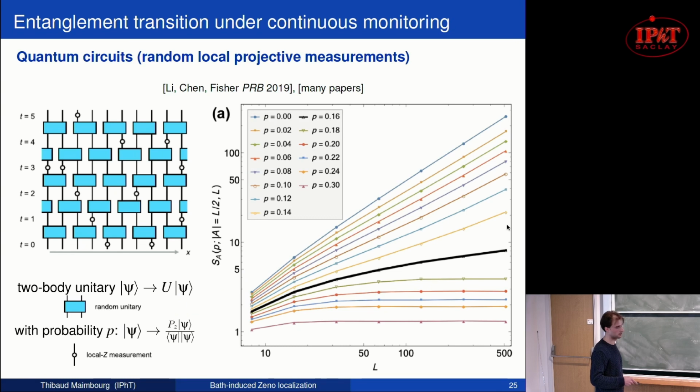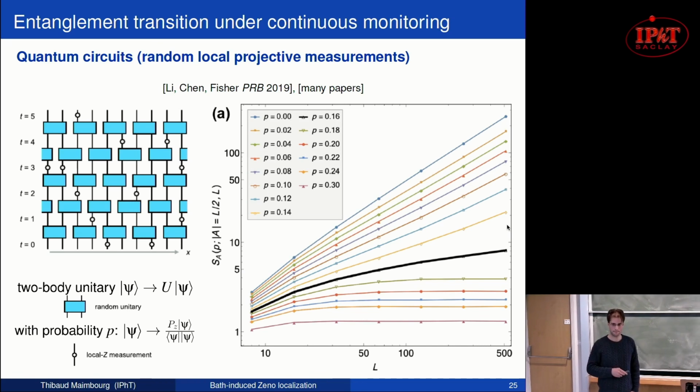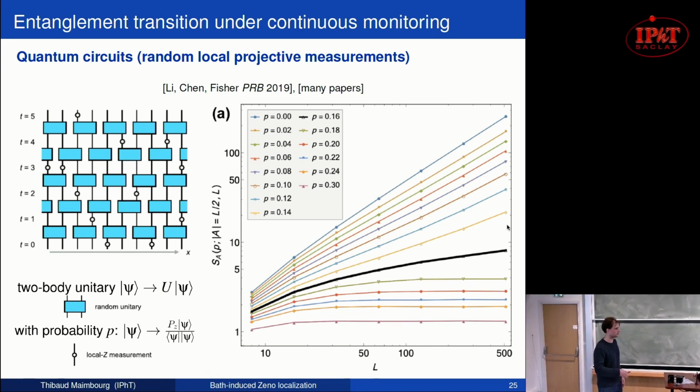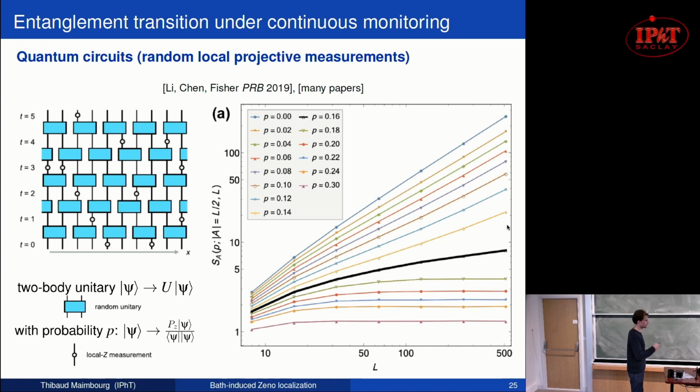You have log n. And how do you go to large systems? Just because you do 500 sites, but then you multiply by random matrices, so you can go to large systems. Yeah, they do about 500, maybe more now. I don't know. And they trace over half of the system.